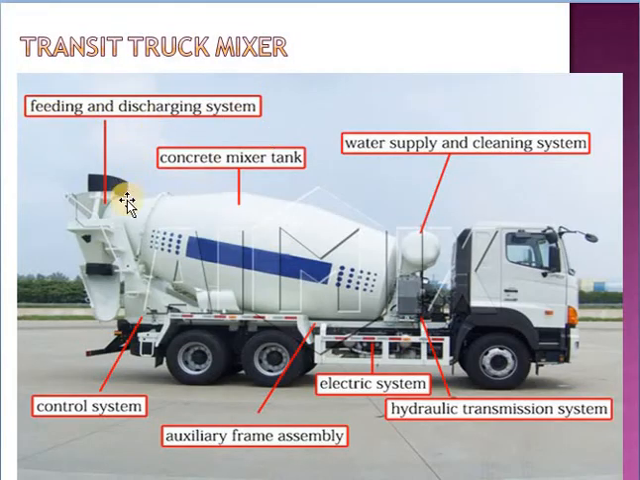So this is the feeding and discharging system, and this is the concrete mixer drum. It will be rotating 360 degrees, and this is the control system, and this is the observing flame assembly. This is the electric system, and this is the hydraulic transmission system, and the water supply and cleaning system. So this is the actual transit truck mixer, which will be located at the sites and will take the concrete from one place to another very quickly.